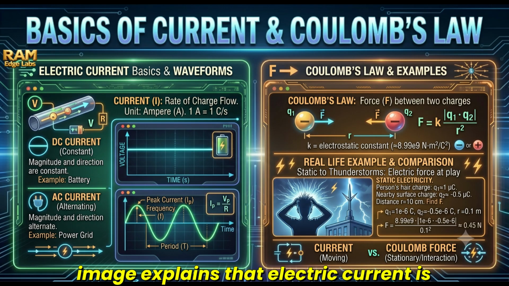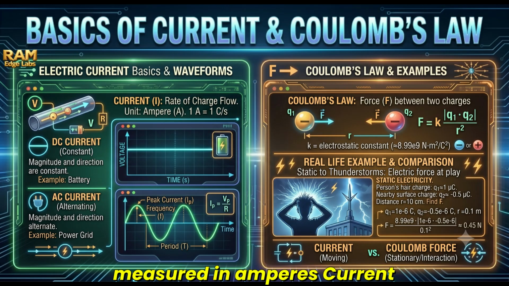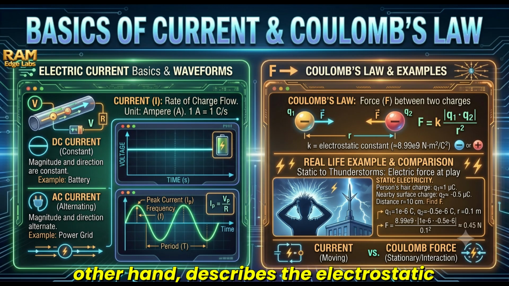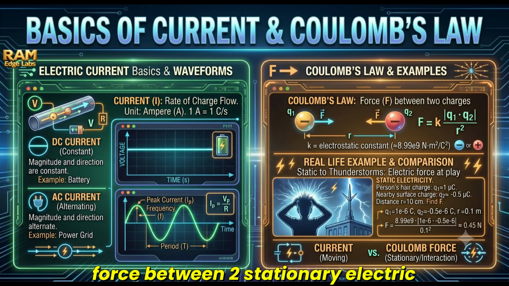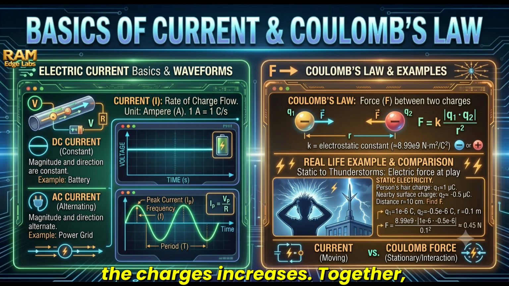In summary, the image explains that electric current is the continuous movement of electric charge through a conductor and is measured in amperes, A. Current may be direct current, DC, which flows in one direction, or alternating current, AC, which changes direction periodically. Coulomb's law, on the other hand, describes the electrostatic force between two stationary electric charges. It states that the force increases with larger charges and decreases rapidly as the distance between the charges increases.